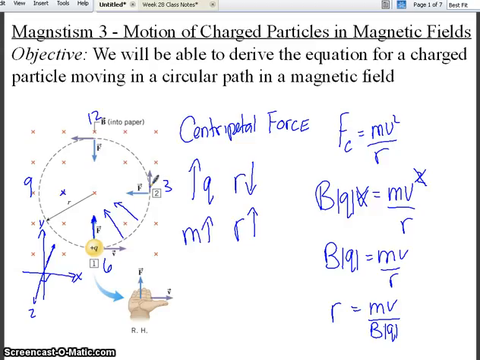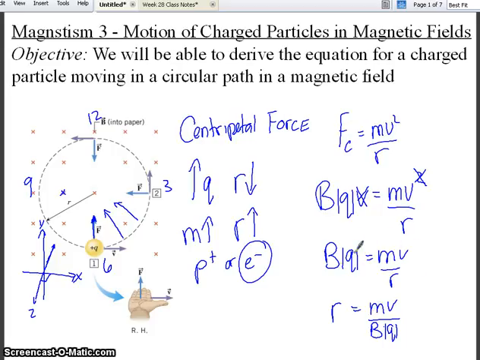For example, a common question will ask, what's going to have a smaller radius, a proton or an electron? Well, if all things are the same, protons and electrons have the same charge, assume they're going the same velocity, and assume they're in the same magnetic field, what's going to have a smaller radius? An electron will have a smaller radius because it has a smaller mass. There are a lot of questions like that where we're just comparing variables and relationships.